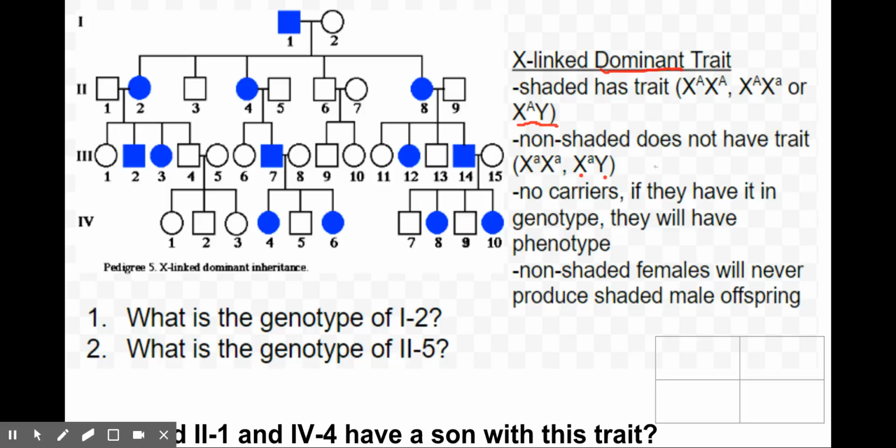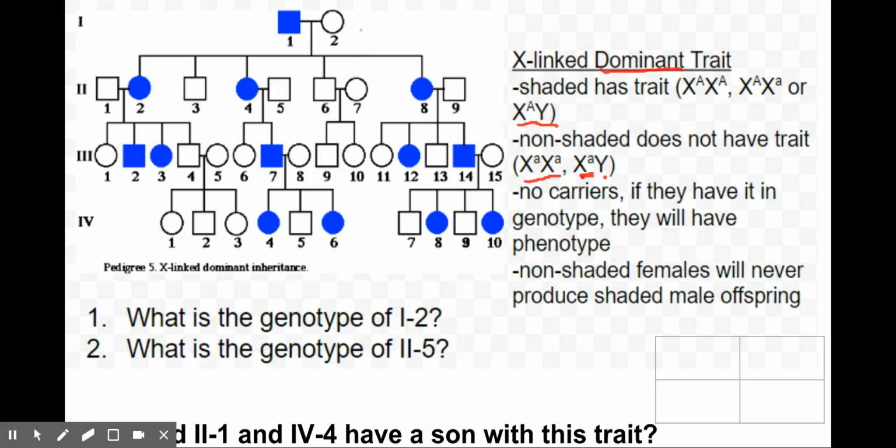So non-shaded does not have the trait. So if they're non-shaded and they're a female, they have to be homozygous recessive. If they're a male and do not have the trait, they have the recessive allele. Okay, so as we go here, if we start trying to figure out some of these genotypes, we have what we know, and then we need to try and match it up with the pedigree.